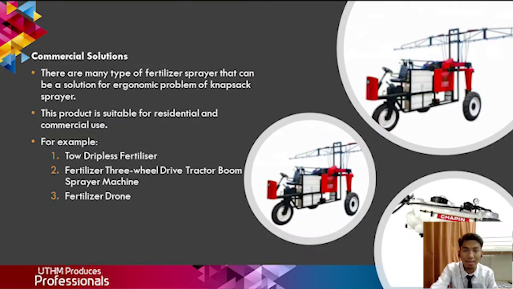Next slide. Commercial solutions. For this part, through our research, there are many types of fertilizer sprayers that can be a solution for the ergonomic problem of the knapsack sprayer. These products are suitable for residential and commercial use. For example, the Toad dripless fertilizer, the fertilizer three-wheel drive tractor boom sprayer machine, and the fertilizer drone.